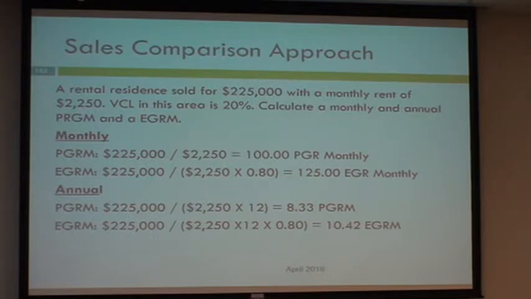So read your question carefully. If it says a monthly multiplier or an annual multiplier, if it says potential gross rent or effective gross rent. Potential gross is the maximum rent, and then the effective gross is backing out the B and C. Does that make some sense?